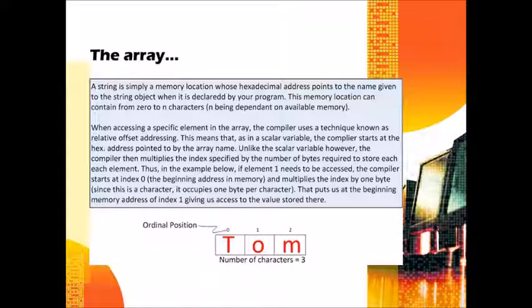And so it says here the memory location can contain from 0 to n characters if it's a string. It can be from 0 to n integers or doubles. Doesn't matter. It depends on what data type you declare the array to be. Further, when accessing a specific element in an array, the compiler uses a technique known as relative offset addressing. It's something that's probably not in the book, but I thought you'd want to know how that works.